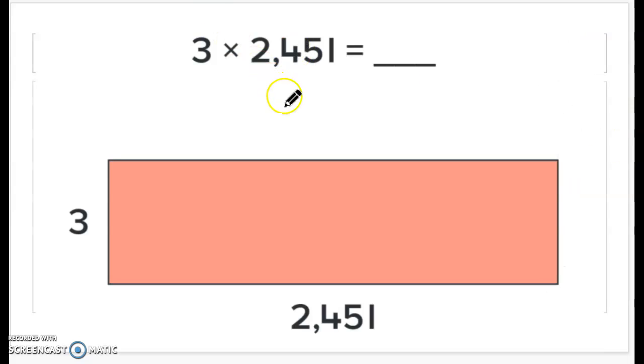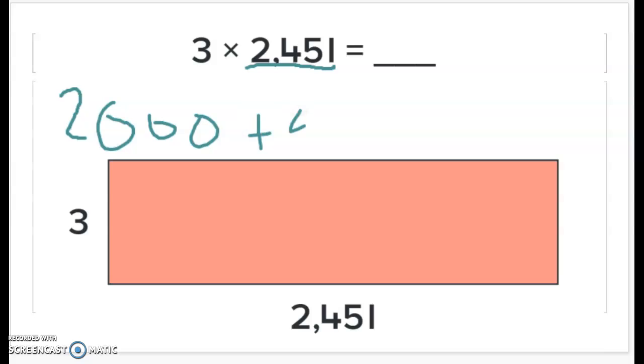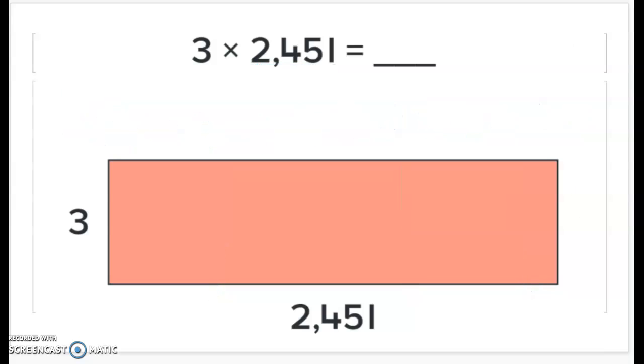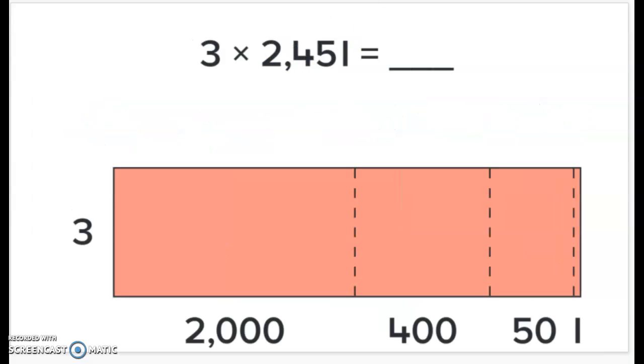So if we were going to do expanded notation or expanded form on 2,451, what would that look like? Remember, expanded form is where you just separate the place values. So I would have 2,000 plus 400 plus 50 plus 1, right? So that's how we would split it.